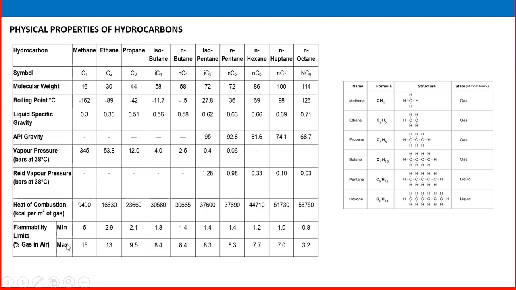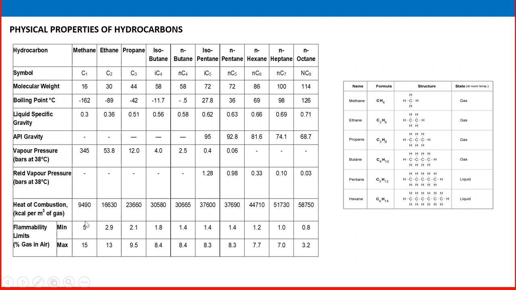The flammability limit, that is the percentage of gas in air, is a very important consideration for the safety of the plant. When a hydrocarbon leak starts, at what percentage is a hydrocarbon mixture combustible, forming a combustible gas with the air? That is the concept here. For methane C1, at 5% in air it will start to be combustible. In various previous videos I have explained this in detail; it is called the lower explosive limit.